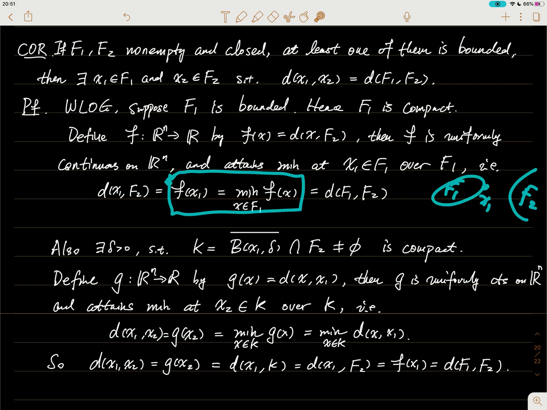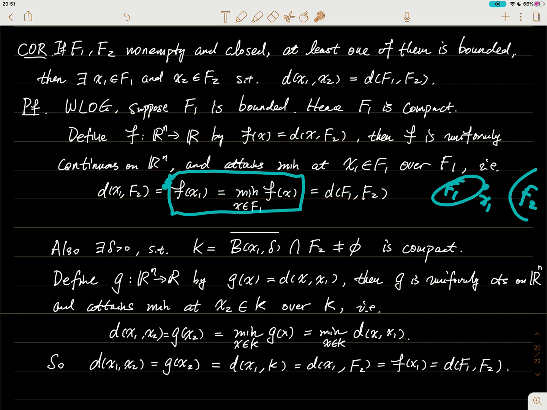And next, since we already have x1, we can consider similar as before. We know that there exists a ball centered at x1 with radius delta large enough so that the ball is so large that it will overlap with F2. The reason is F2 is non-empty. So when you make the ball centered at x1 large enough, it will overlap with F2.